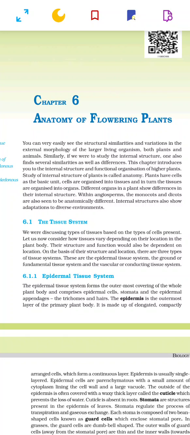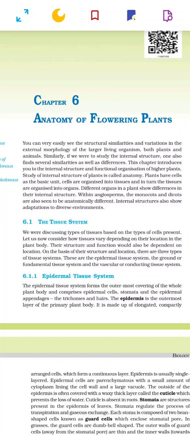Study of the internal structure of plants is called anatomy. Plants have cells as the basic unit. Cells are organized into tissues, and in turn the tissues are organized into organs. Different organs in a plant show differences in their internal structure. Within angiosperms, the monocot and the dicot are also seen to be anatomically different. Internal structure also shows adaptations to diverse environments.